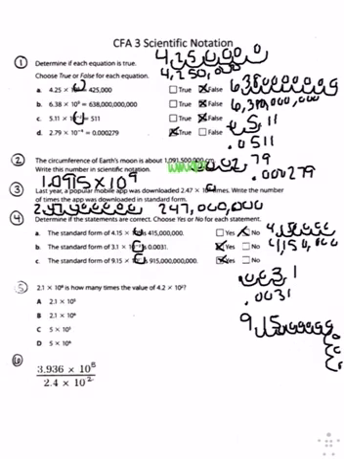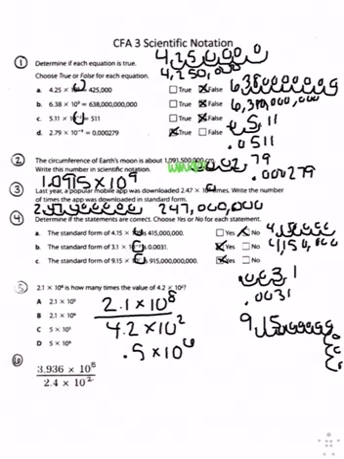For number 5, 2.1 times 10 to the 8th is how many times the value of 4.2 times 10 to the 2nd. You need to divide 2.1 times 10 to the 8th divided by 4.2 times 10 to the 2nd. When I divide, I get 0.5 times 10 to the 6th power because I divide my numbers, 2.1 divided by 4.2, and I subtract the exponents. 8 minus 2 is 6. But we know in scientific notation the decimal goes behind the first number, so I get 5 times 10 to the 5th power, letter C.